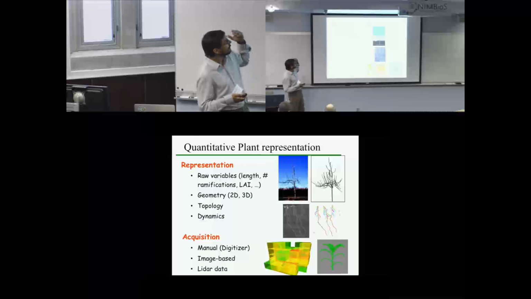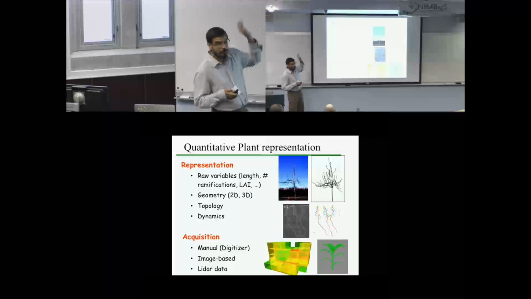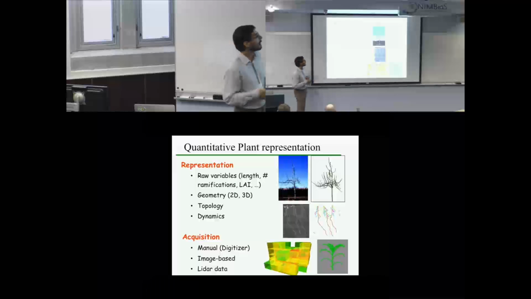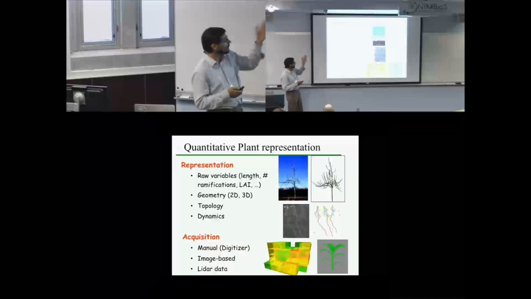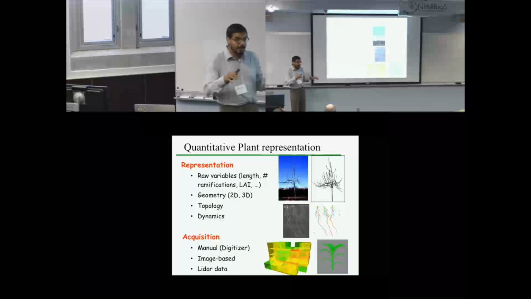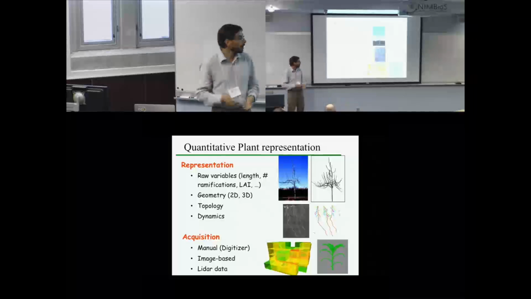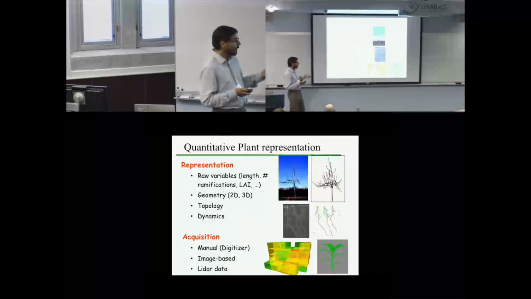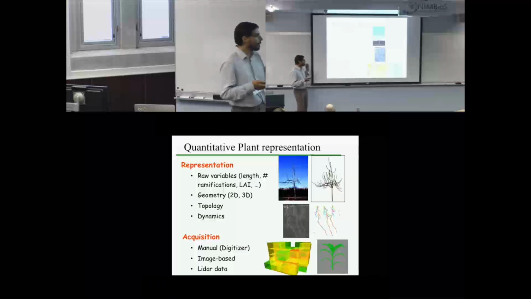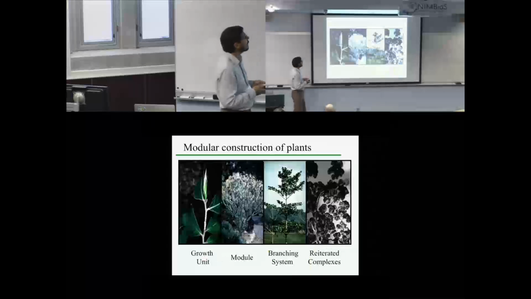And these representations may be very different. You may have just acquisition of raw variables like length, biomass, leaf area index, geometry, polylines, the skeleton of plants in 2D, in 3D, topology, how elements are related together, and also dynamics, how the topology or the geometry evolve through time. And the acquisition techniques may be very different, and you don't have the same precision or the same prediction value based on the different acquisition techniques.